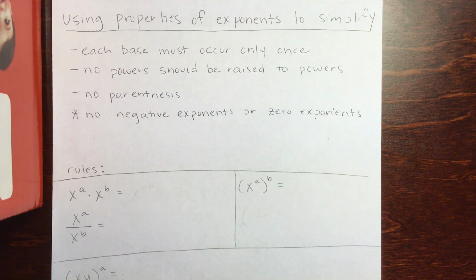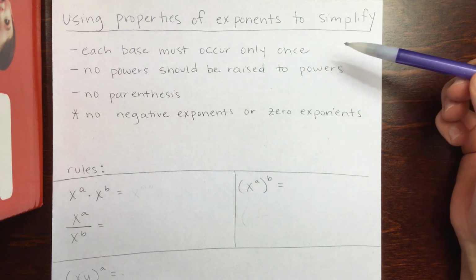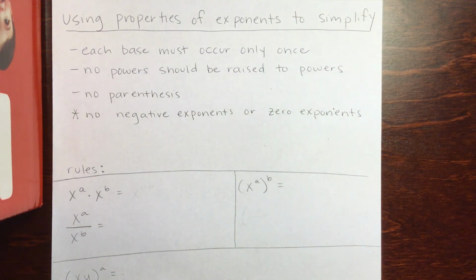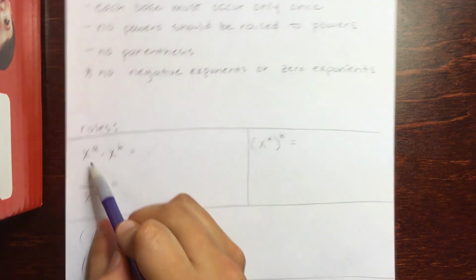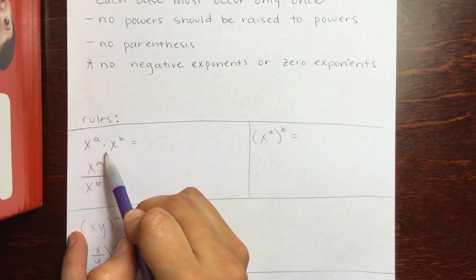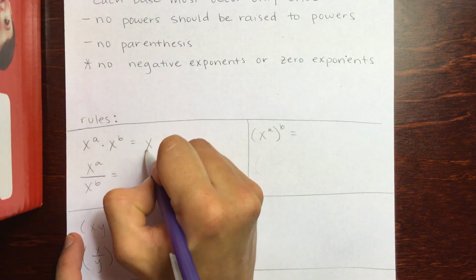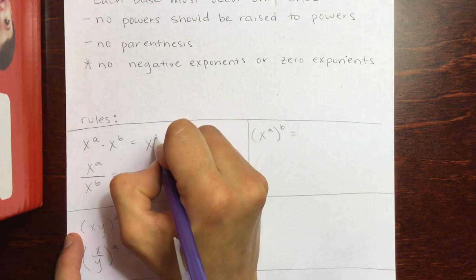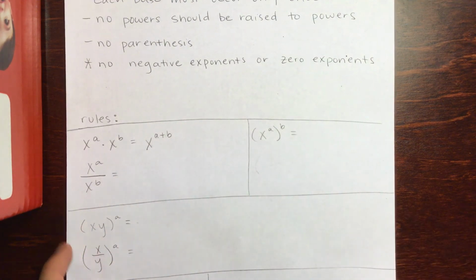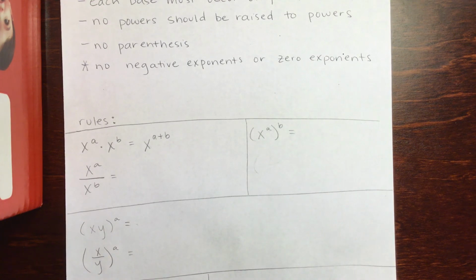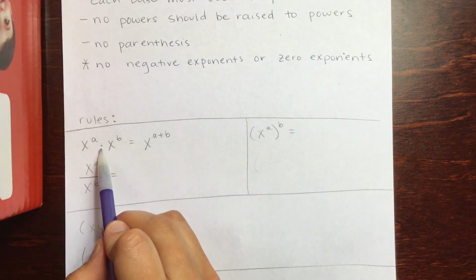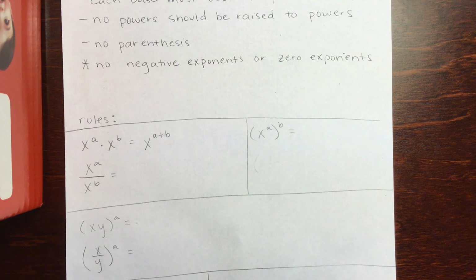Okay, so how do I actually do all this, deal with all these things? How do I get the base to occur only one time? Here are the actual rules. If you have x to a number times x to a number, you can rewrite that as just one single x, and you would add the exponents, a plus b. So when you're multiplying here, multiplying only, you can add your exponents.